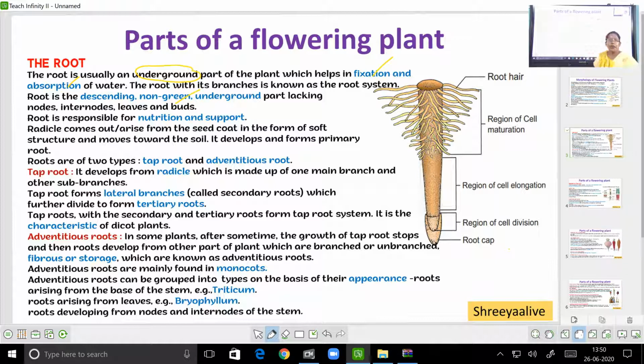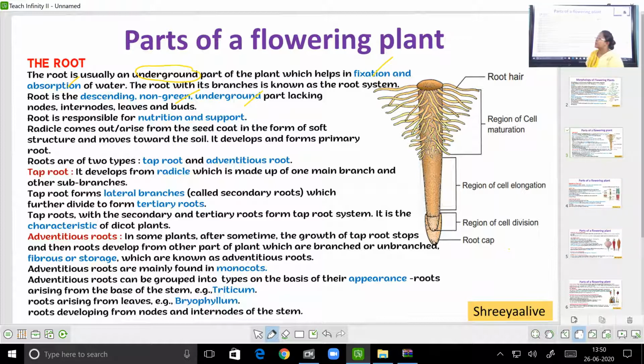They are non-green. What is the meaning of non-green? The color of the root is not green, so it may be light brown or dark brown, because they do not contain any chlorophyll as such. Hence, they are always non-green in nature.